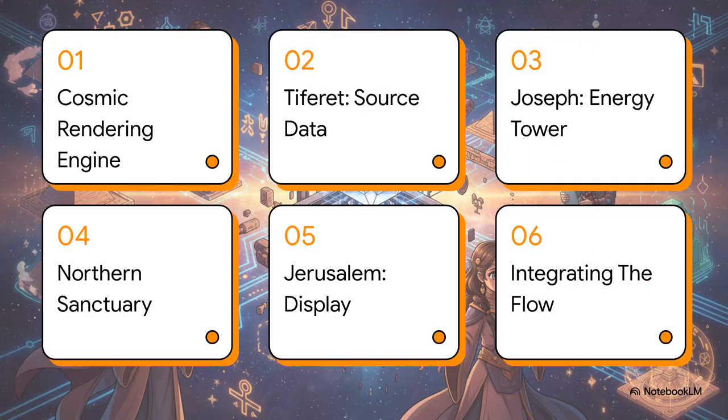So here's our system schematic for today's journey. 1. The cosmic rendering engine. 2. Tiferet, the hidden source data. 3. Joseph, our central energy tower. 4. The northern sanctuary concealed. 5. Jerusalem, the world display. And finally 6. Integrating the divine flow.